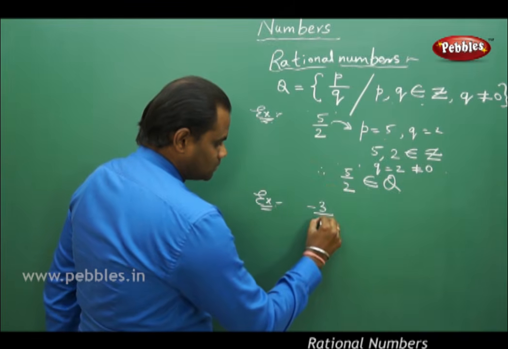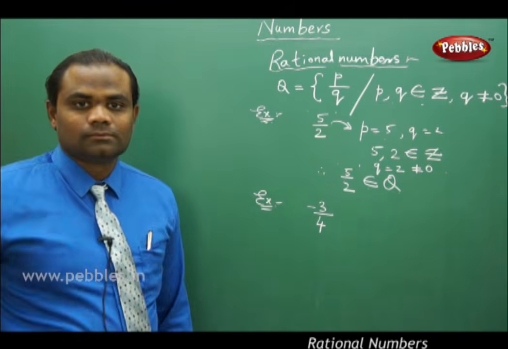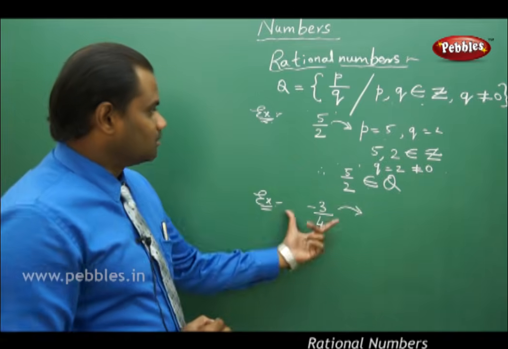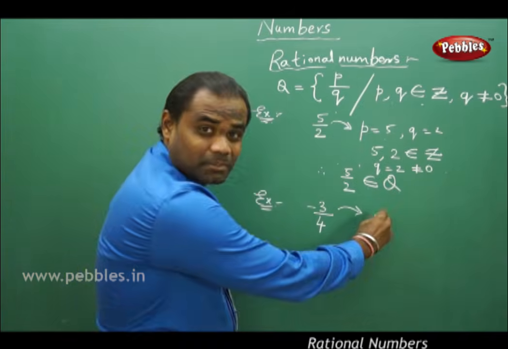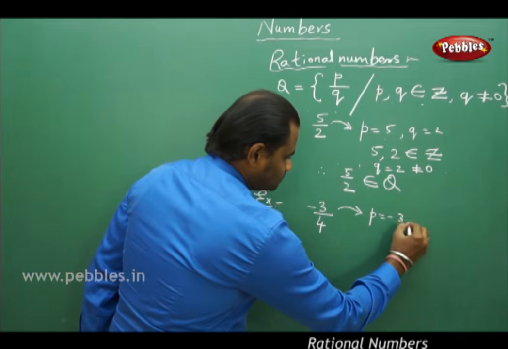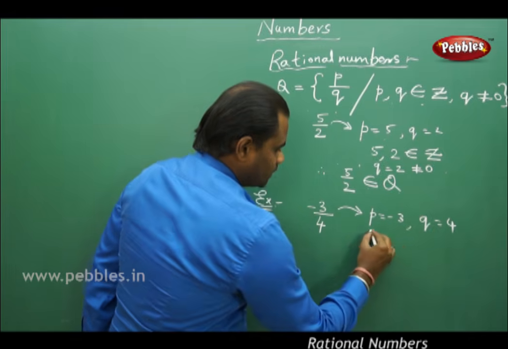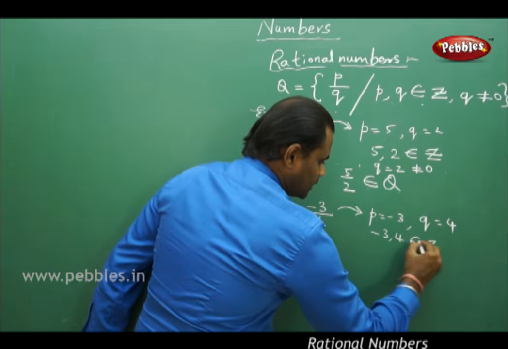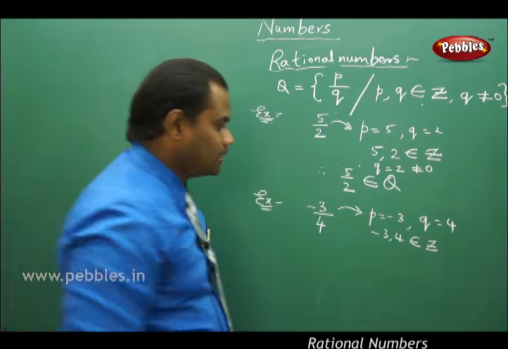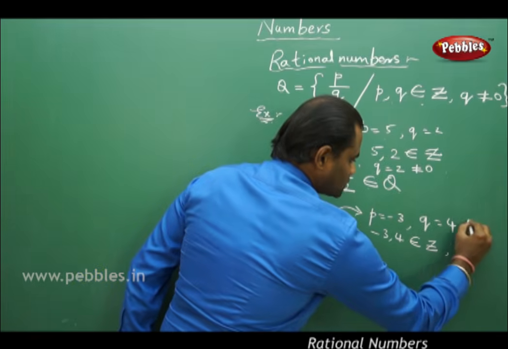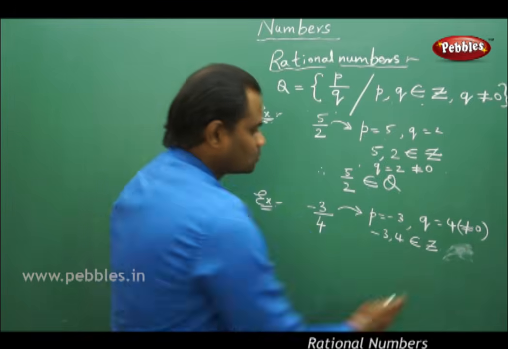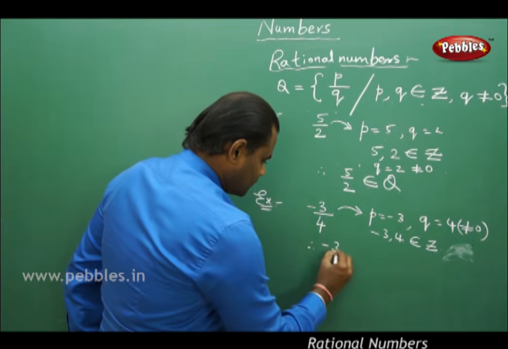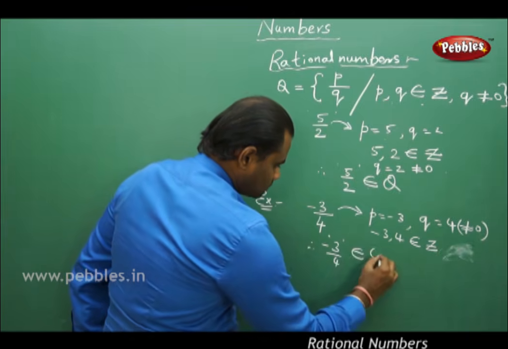Minus 3 over 4. Let's see. So I take again this number compared with p by q form. So I get p as minus 3 and my q is 4, where minus 3 and 4 belong to Z, because even negative numbers come under integers, and then q which is equal to 4 is not equal to 0. So these are the two conditions which satisfy Q. Therefore I can say that minus 3 by 4 belongs to Q.